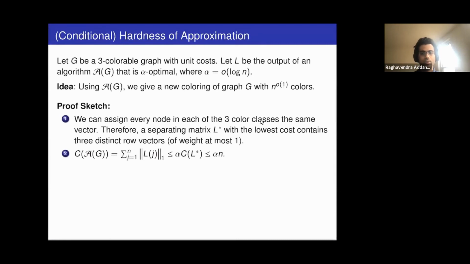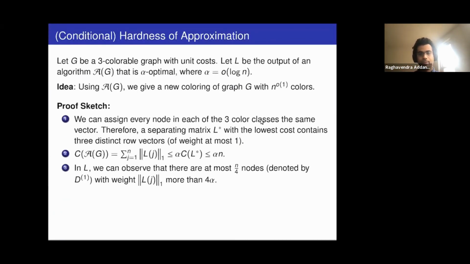Now, let's look at the cost associated with our algorithm. Because all of them are unit cost nodes, you can write it as the sum of these weights associated with every node. Because we know that this is alpha optimal, we can bound it by alpha times the cost of the optimal separating matrix. We've argued just now that the weight of every node is at most 1 in L star. So this can be bounded by alpha n. So the cost of our algorithm is at most alpha times n.